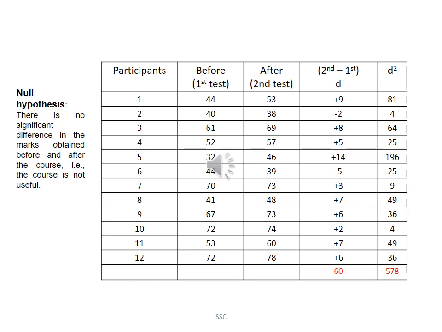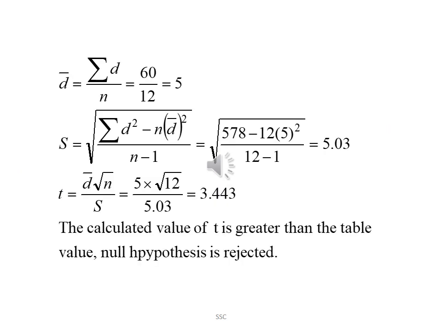So the before and after, first and second test, are mentioned column wise, and the difference between the first and second sample is mentioned in the third column, and the fourth column is nothing but the square of the previous column. The total is 578. The simplification of the paired t-test, the main formula is d bar into root n by s. The d bar is the average of the differences. Summation d by n, 60 by 12, it will be 5.